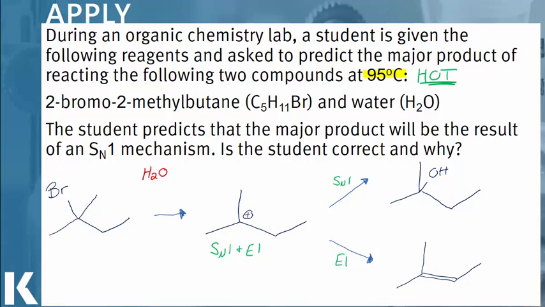So in this reaction, we are going to favor the E1 pathway because of the high temperature, so our major product would not be the substitution product, it would be the elimination product. So to answer this question, this student is not correct, and it's because the reaction conditions are those that would favor an E1 reaction. So now you should be more comfortable evaluating the different things that contribute to SN1 versus E1, and specifically using the presence or absence of heat as a key indicator to predict the product of the reaction.